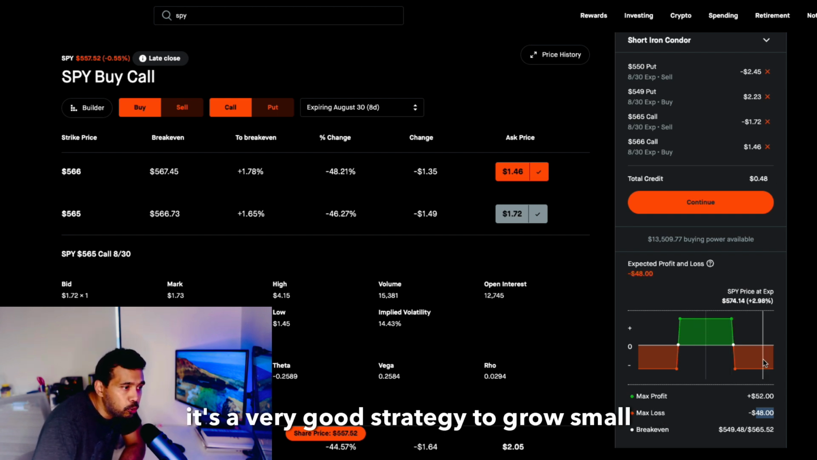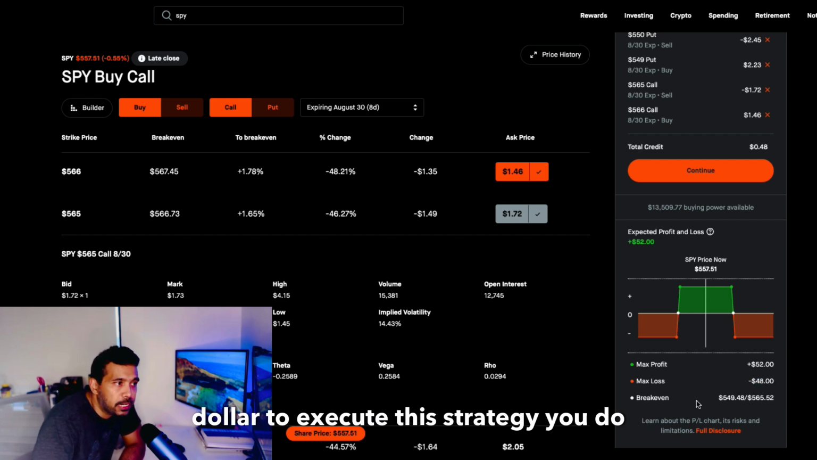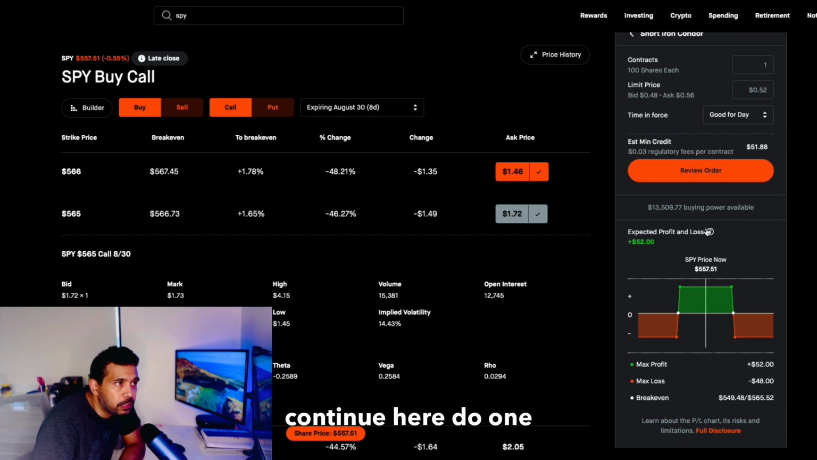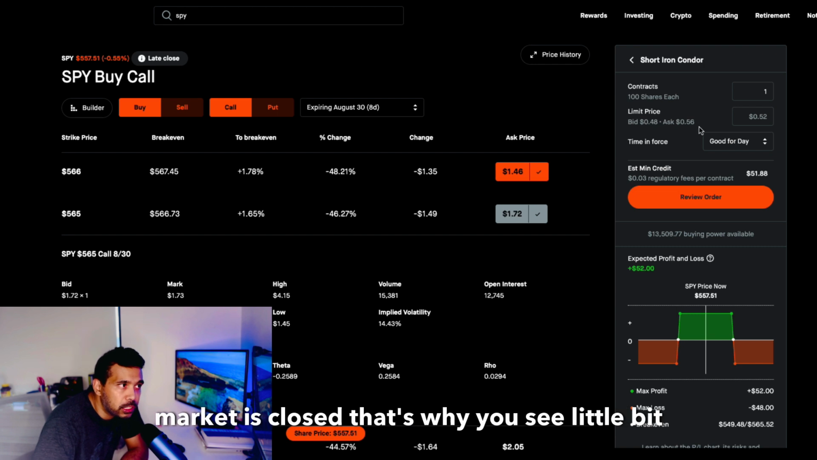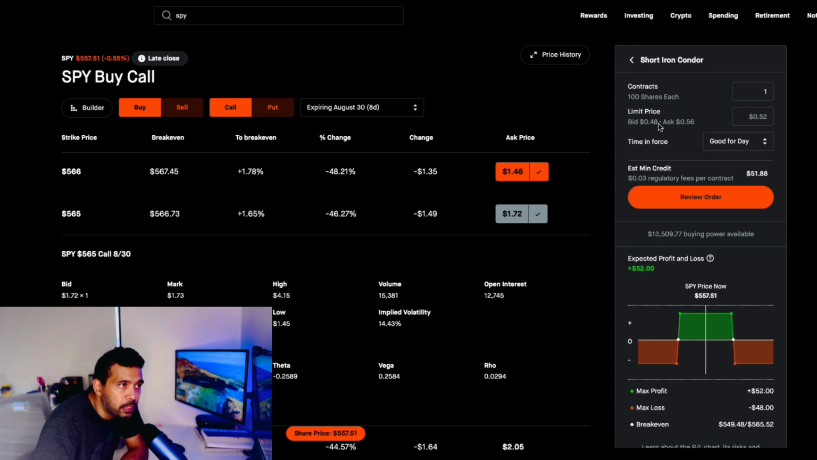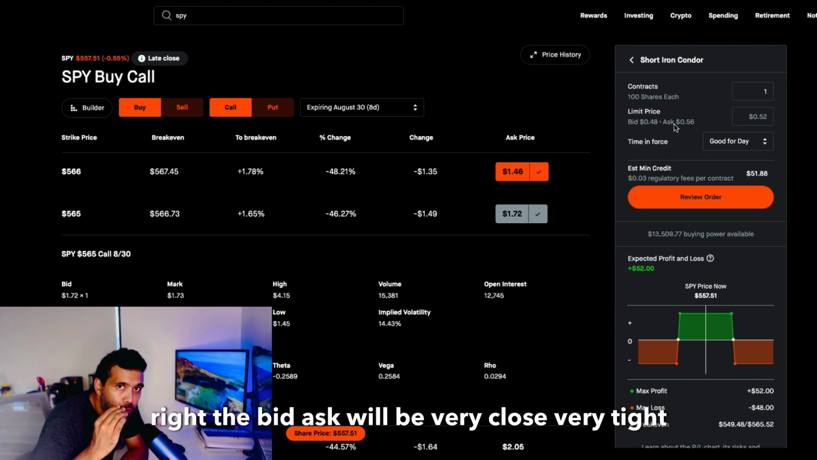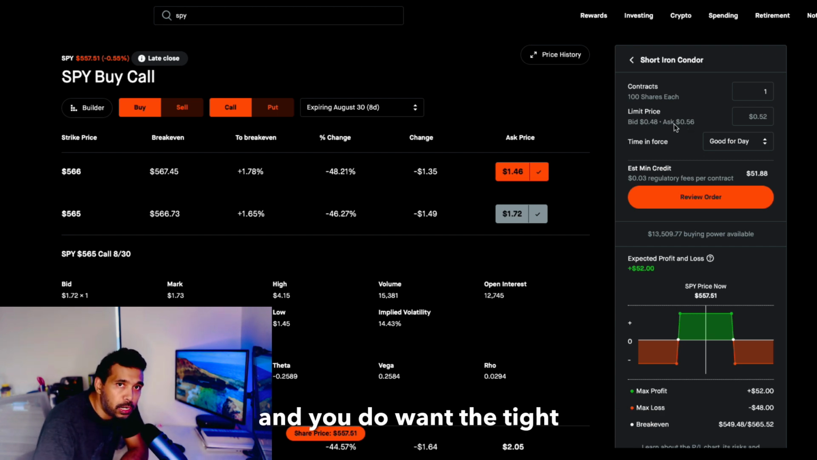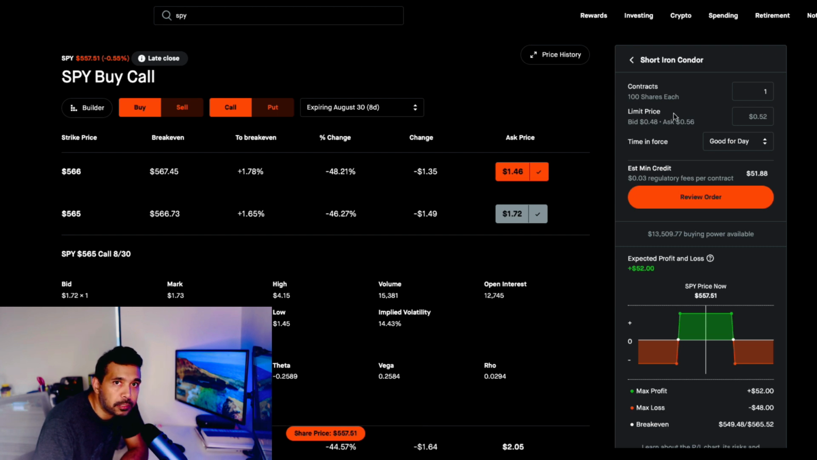It's a very good strategy to grow a small account. That's what I was saying. You only need $100 to execute this strategy. You continue here, you do 1, and the advantage of SPY is that right now the market is closed. That's why you see a little bit wider bid and ask, but once the market opens, the bid-ask will be very tight, and you do want a tight bid-ask spread in any options trade, not just this one. Make sure you have a tight bid and ask spread, right?